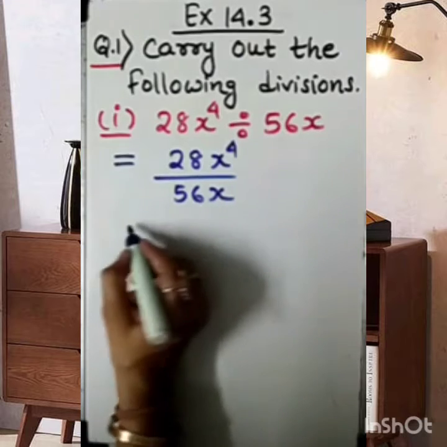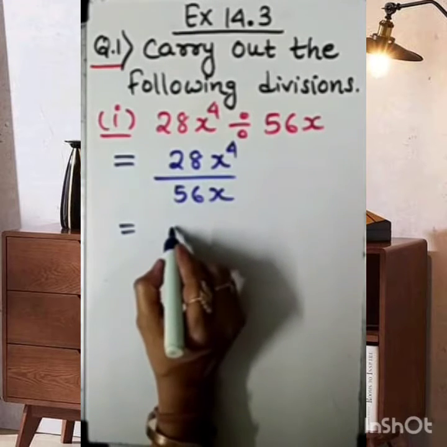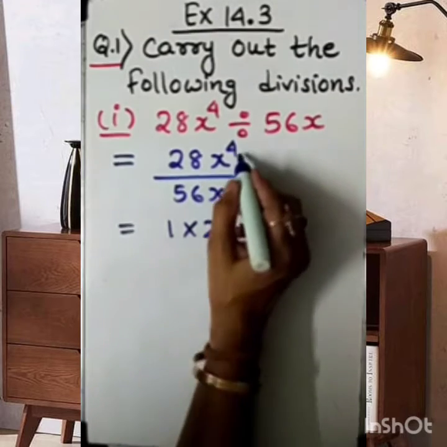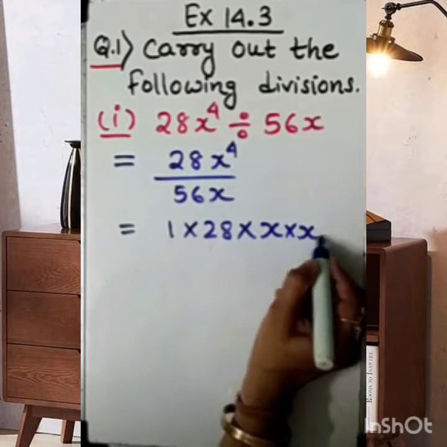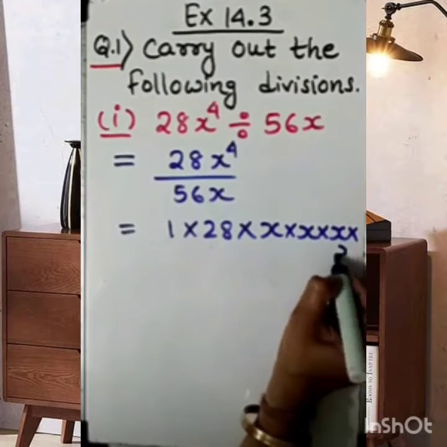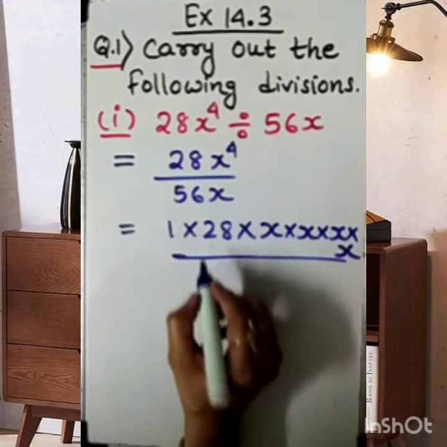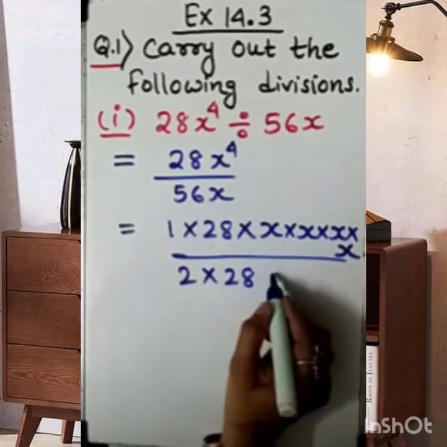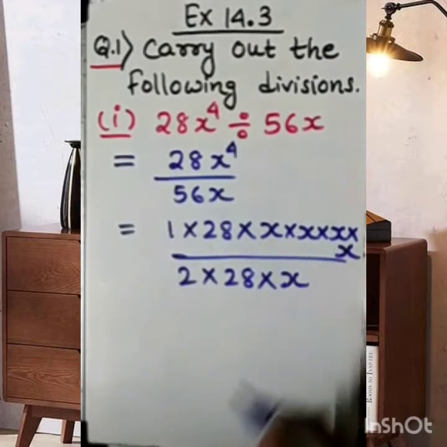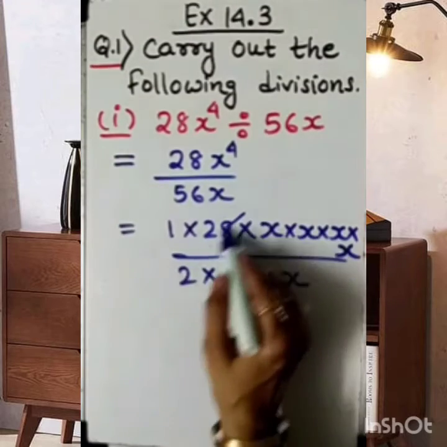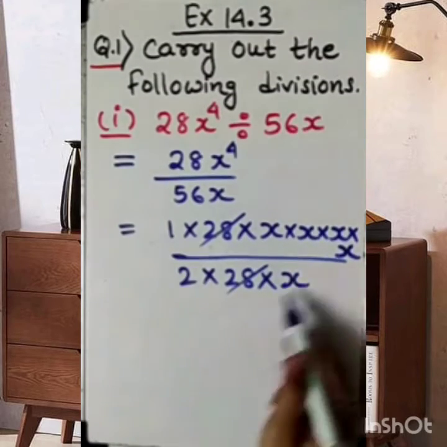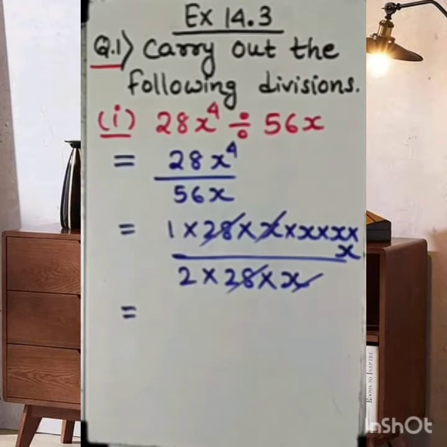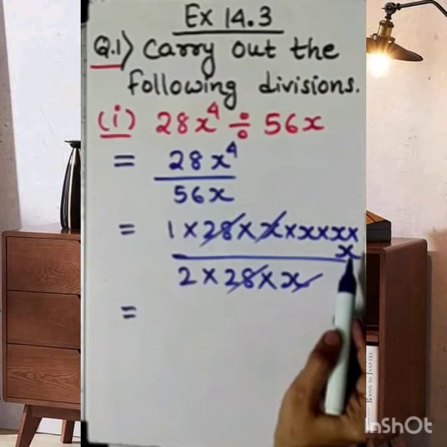Got it? So the factors of 28 are, we know, 1 into 28. What about x to the power 4? It indicates x into x into x into x, 4 times, upon 56. The factors of 56 are 2 into 28, and this x is already there. You can see, dear student, 28 cancels. One of the x is also cancelled. So what is left in the numerator? 1, 2, 3 times x.